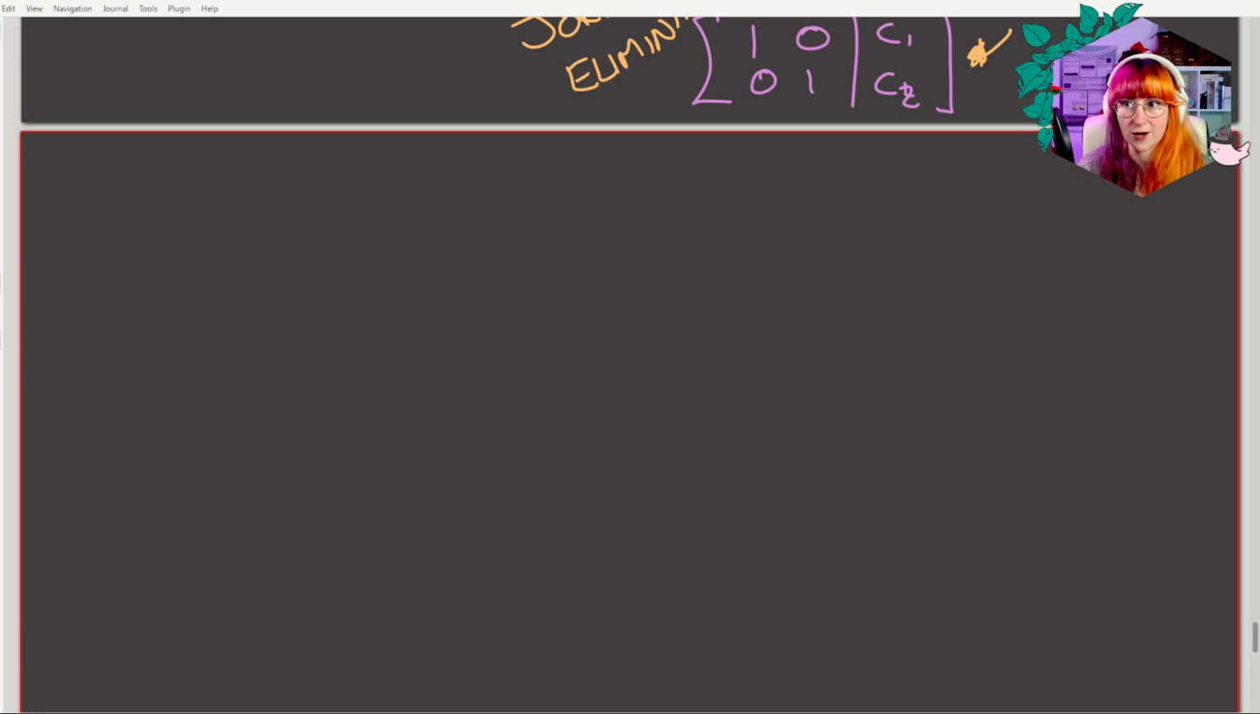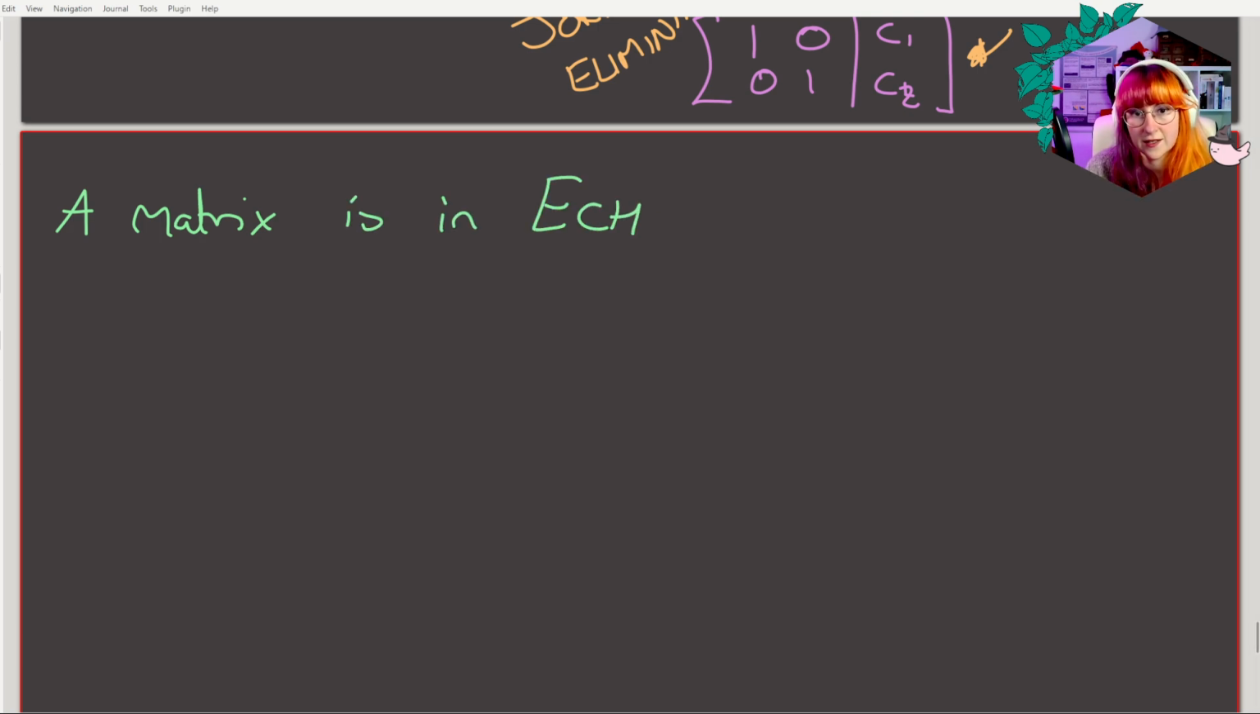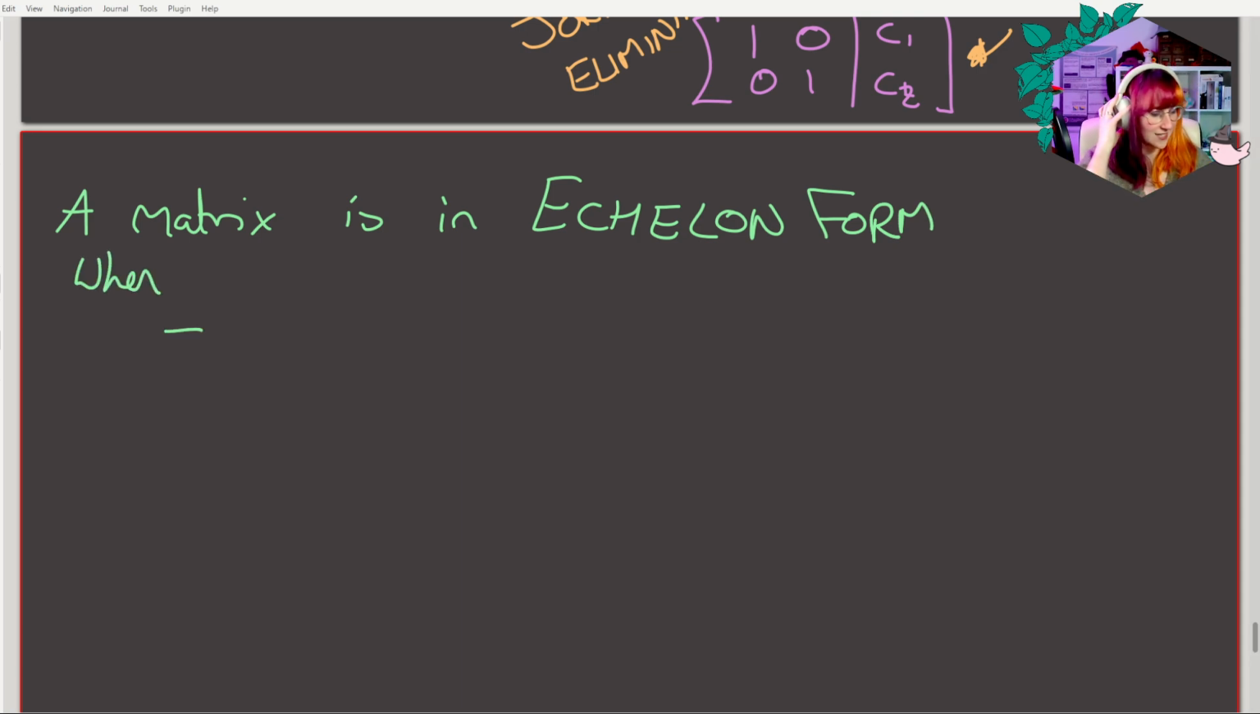So, some terminology about matrices. A matrix is in echelon form when... essentially what we're saying is we want the left-hand side of this augmented matrix to be in echelon form. But we have to know what that means first.